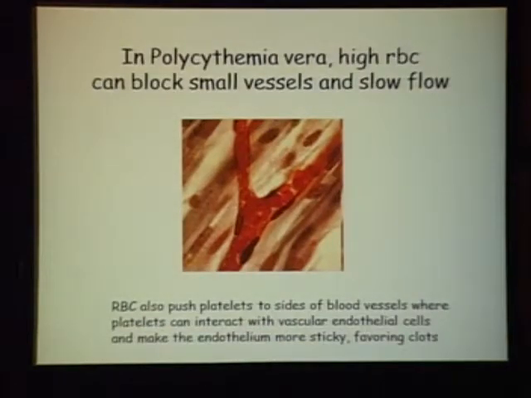Now, in polycythemia vera, as shown in the picture on this slide, of a small blood vessel clogged with too many red cells, high numbers of red cells can directly mechanically obstruct and slow down blood flow. The red cells pushing down through the middle of a vessel also press the platelets to the sides of the blood vessels, where they interact with the endothelial cells in a prothrombotic manner, making the endothelium more sticky and favoring the formation of clots. So purely mechanical factors can be important.